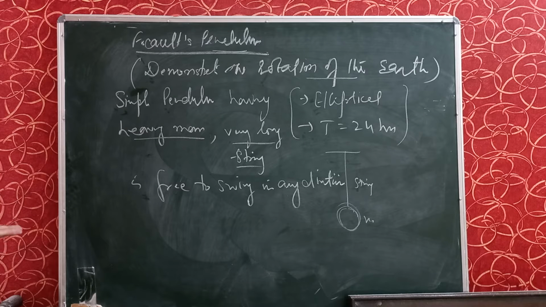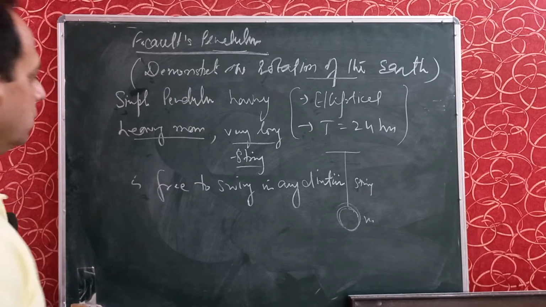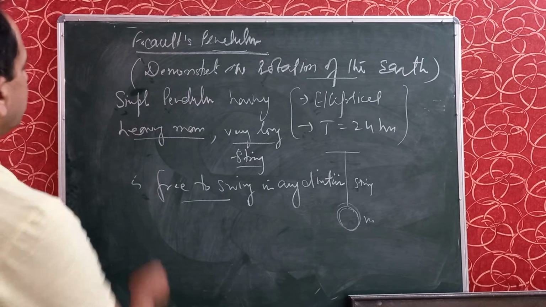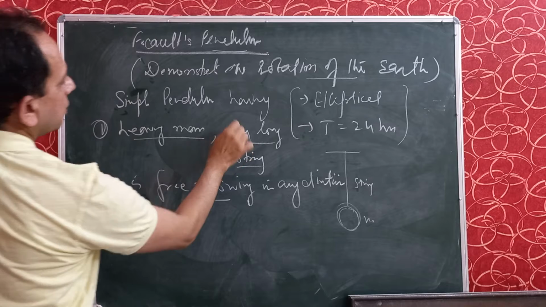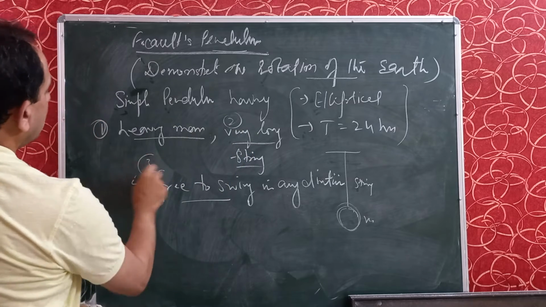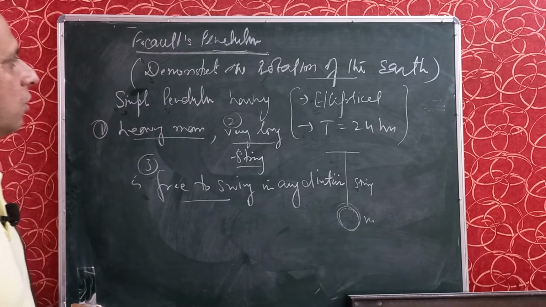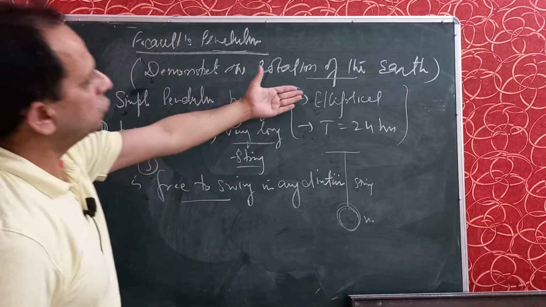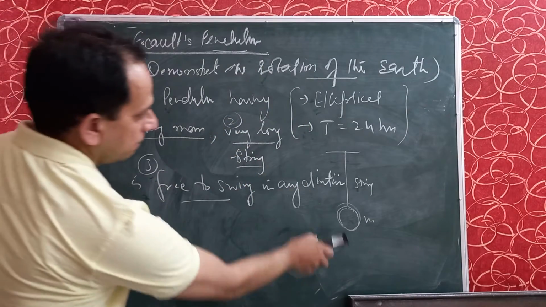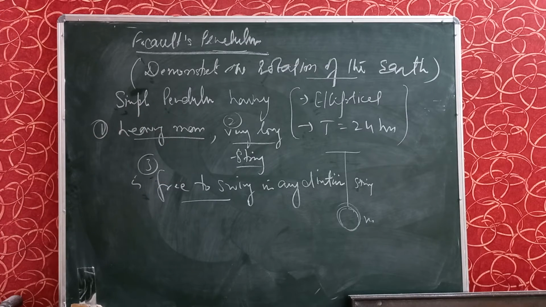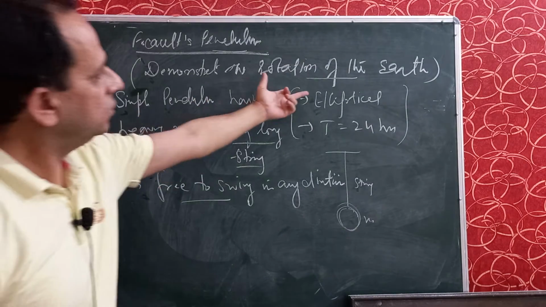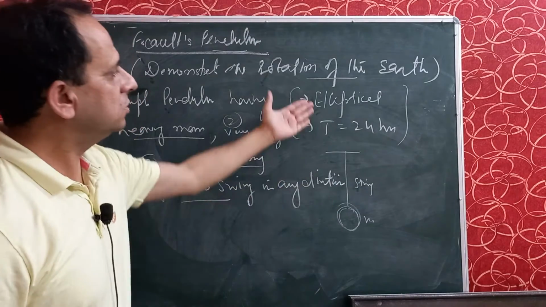So it's clear, a very simple pendulum, but the parameters are very special. First parameter, heavy mass. Second parameter, very long string. And third parameter, it is free to swing in any direction. So it is called Foucault's pendulum. This pendulum is specially designed for demonstration of the rotation of earth. That is, these two results will be obtained from this pendulum. We will study the motion of this pendulum and prove these two results. So this is our question, this is our answer.